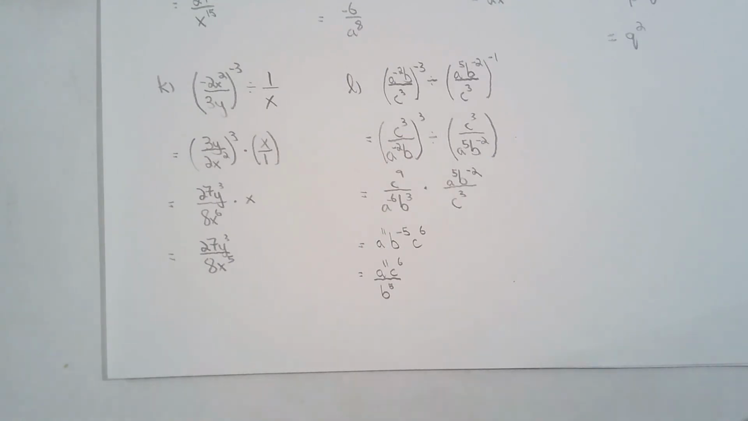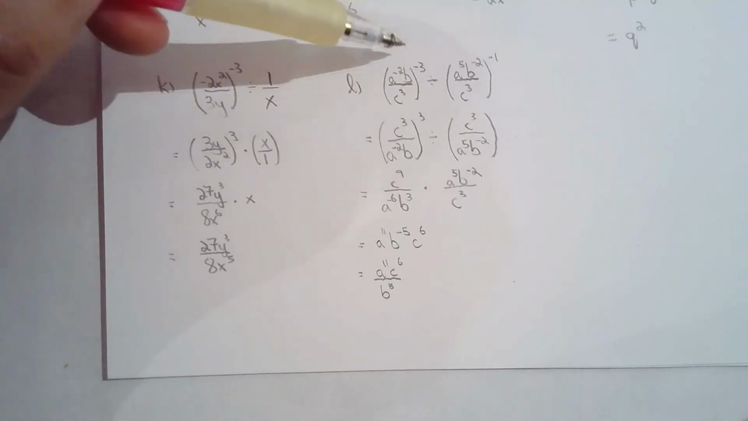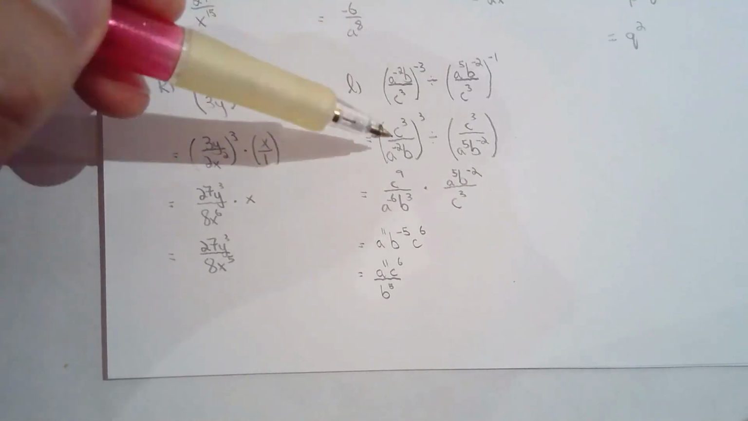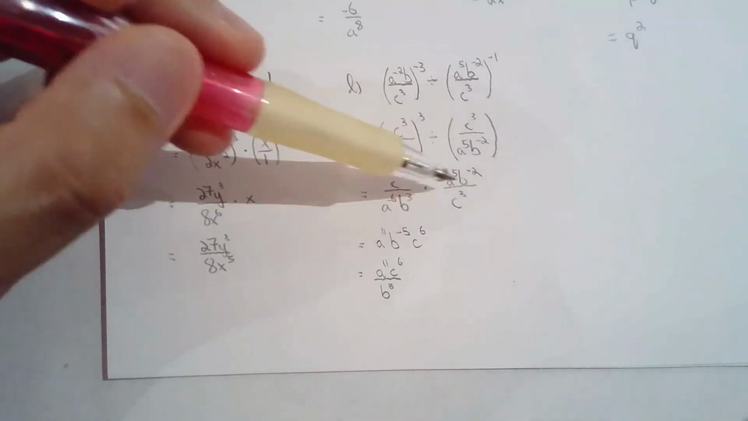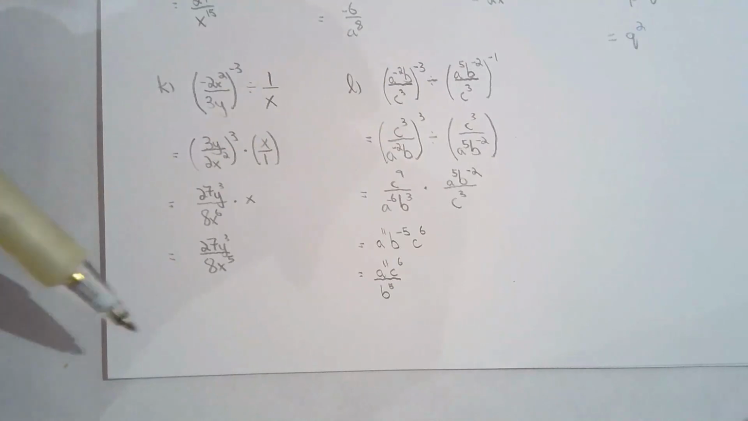If you're struggling with any of these questions, really think about BEDMAS. That's all you're really doing. Exponents first, and then multiply and divide, and whenever you multiply or divide, you have to think about the correct exponent laws. Should I add the exponents? Should I subtract the exponents? Should I multiply the exponents? That's all you're doing. Apply the correct exponent law and follow BEDMAS. For L, follow exponent laws, exponents first, and then I divided, so I had to find the reciprocal, and then I applied the correct exponent laws and I simplified.